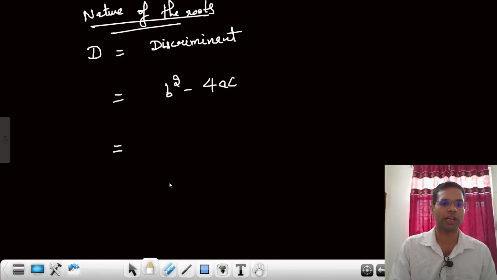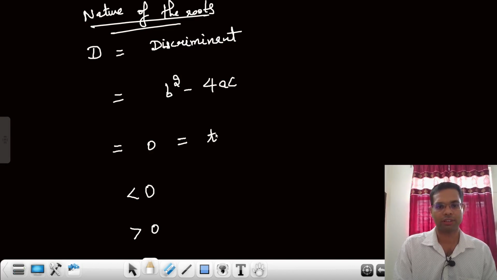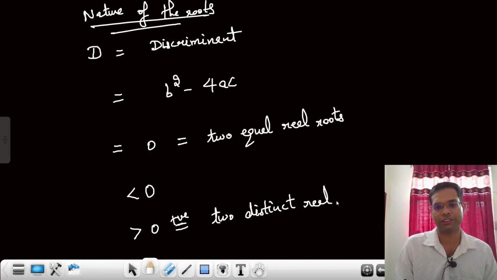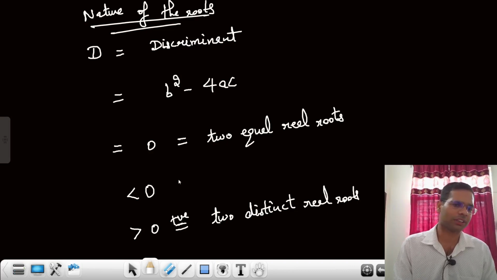So what options? Either you will get 0, or the value will be less than 0, negative, or the value will be greater than 0. If it is equal to 0, we'll have two equal real roots. And if the value is positive, we still have two real roots, but they will not be equal, they will be distinct, distinct real roots. So what if D is less than 0?